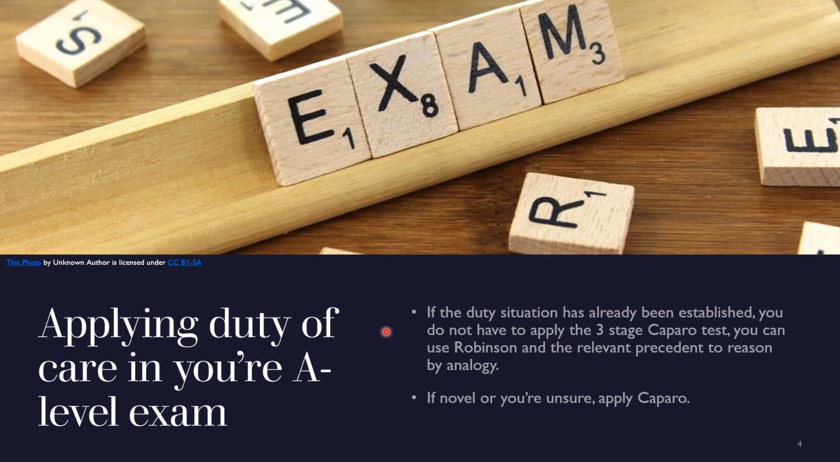There's no need to apply the three-stage test of Caparo, and the case of Robinson and the Chief Constable supports this. If it's a completely novel situation, or let's say you really don't know whether a duty would be owed there, then you can still apply the Caparo three-stage test. But the case of Robinson is really important to get into a negligence answer. And of course, if you're evaluating the law on negligence, you should talk about this case, and you could argue perhaps that it simplified the law because we're not having to go through that time-consuming Caparo test every single time, that we're able to reason by analogy.